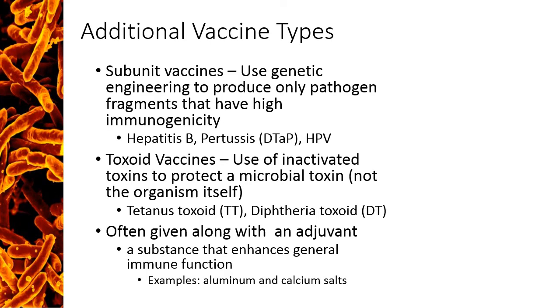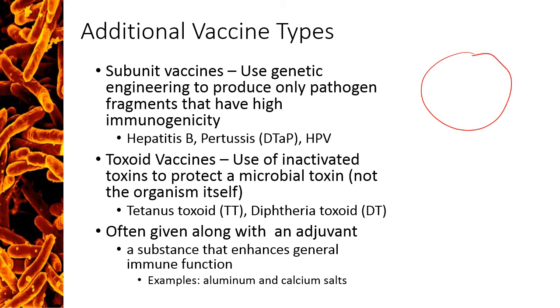Two other types of vaccines that are becoming more and more common are subunit vaccines and toxoid vaccines. These are both very similar. The difference is just the subunit vaccines use only a fragment of the pathogen, so some particular protein, whereas the toxoid vaccines are using a toxin, so the toxin protein itself. The difference there is that if it's a toxoid vaccine, you have to inactivate it first, or else you would be giving someone the actual toxin.